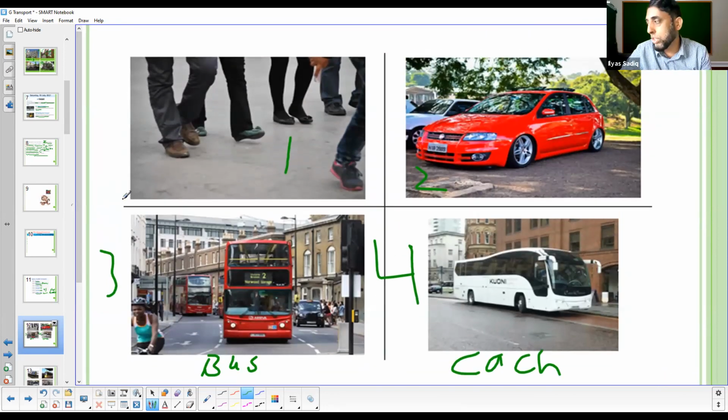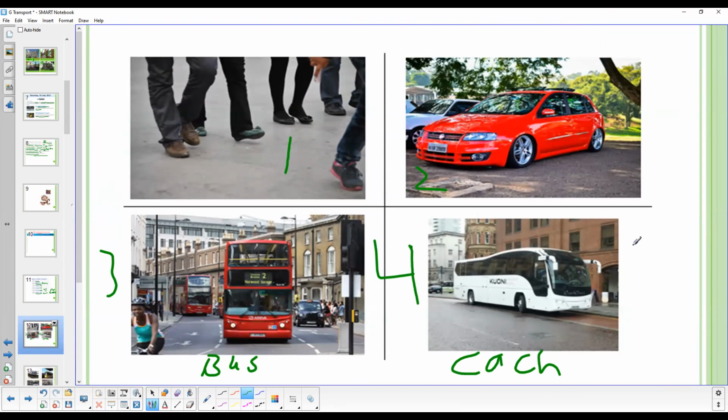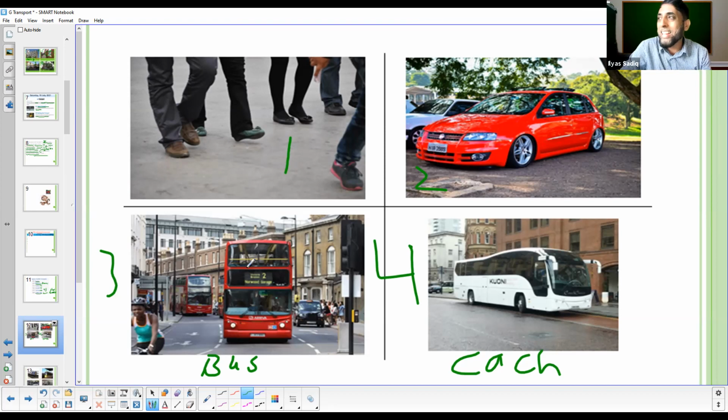This is called the coach here. No, I haven't. Okay, no problem, so you just learn it. Buses are in the city, but coaches are not in the city, they go to different cities. Then it's a bus, but it's called the coach.